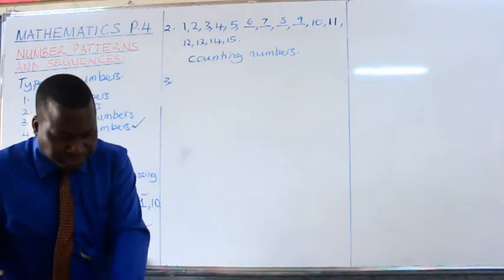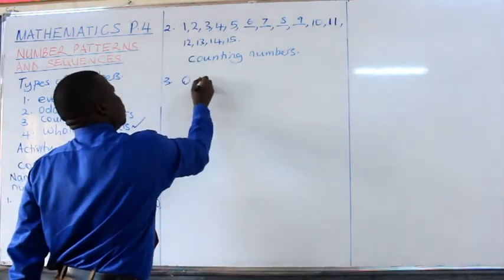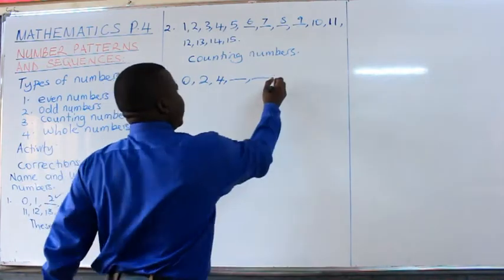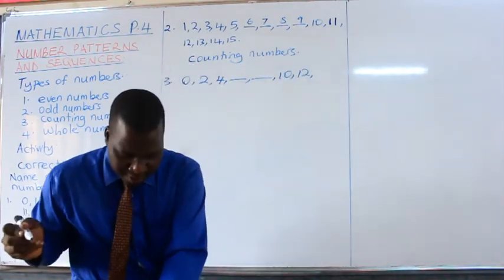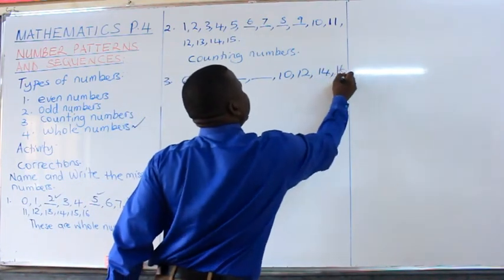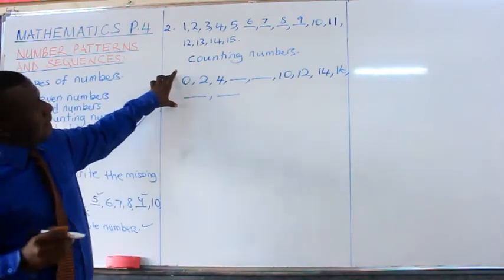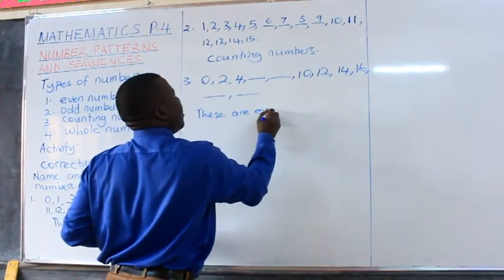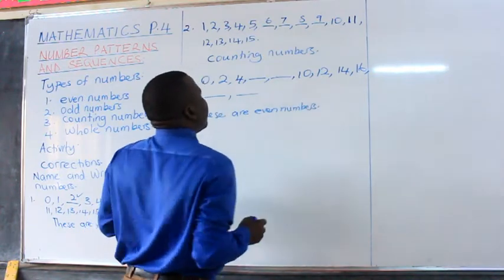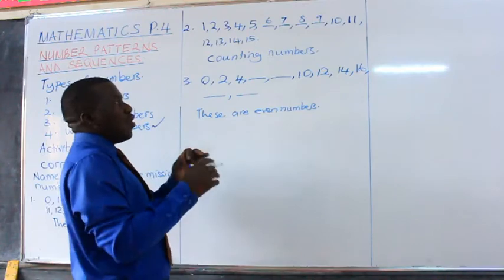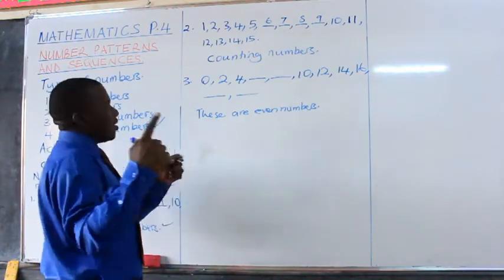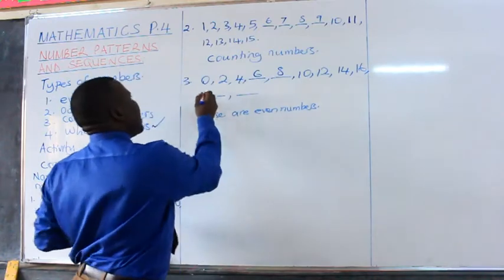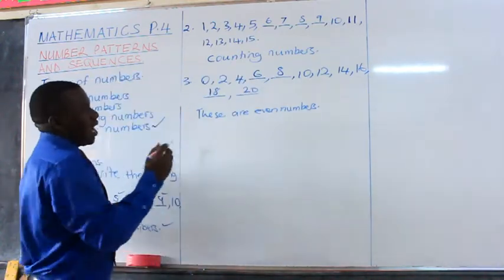Let's move to number 3 quickly. In our number 3 we have 0, 2, 4, a dash, 10, 12, 14, 16, and dashes. So these are even numbers. The first even number is 0. You go on skipping 1, so we have 0, 2, 4, 6, 8, 10, 12, 14, 16, 18, 20. Those are even numbers.